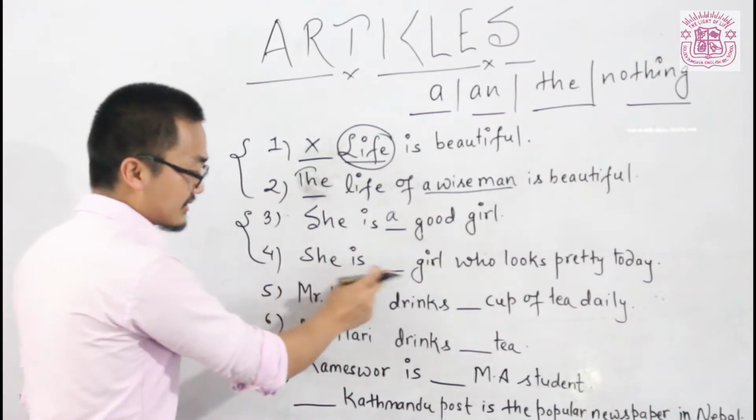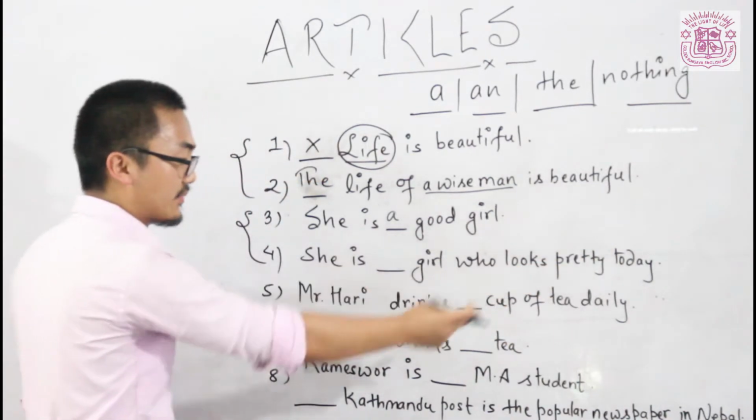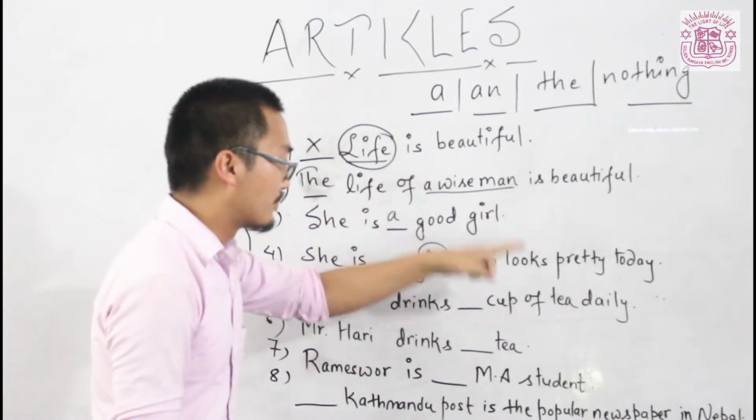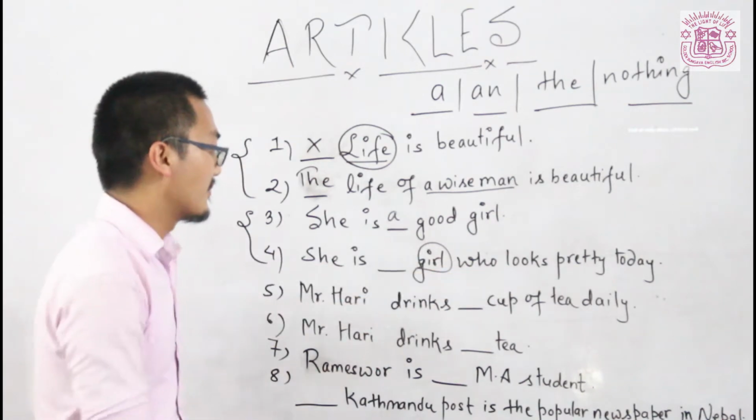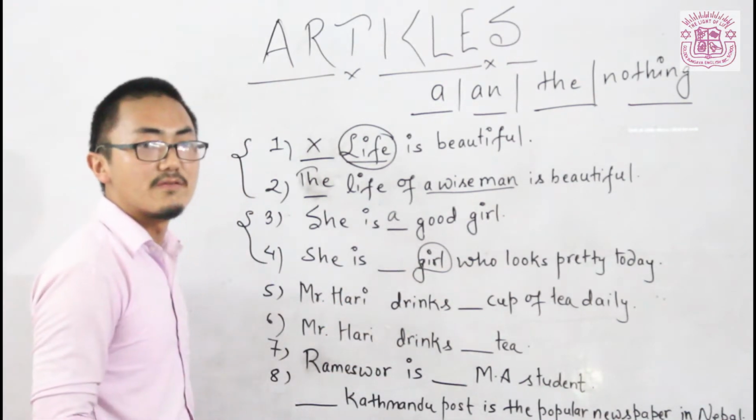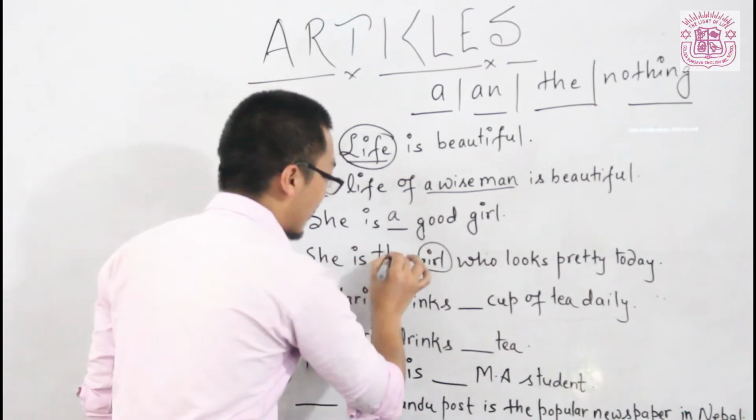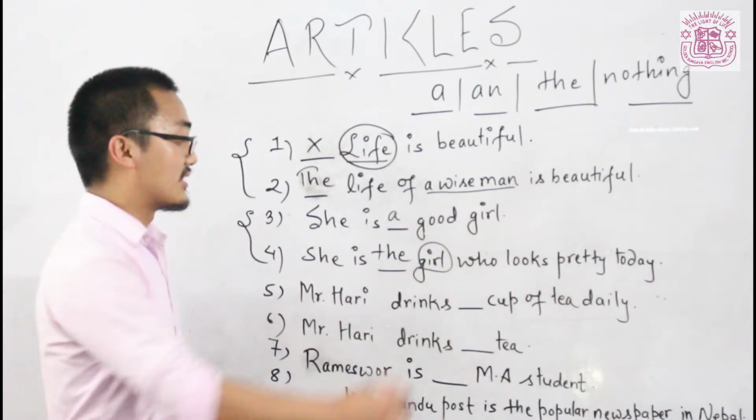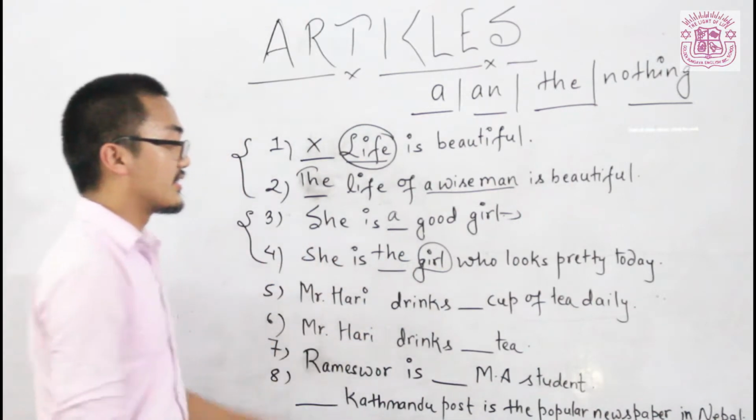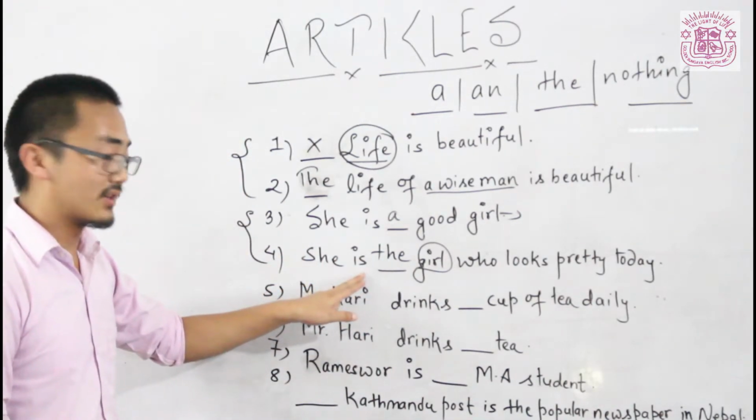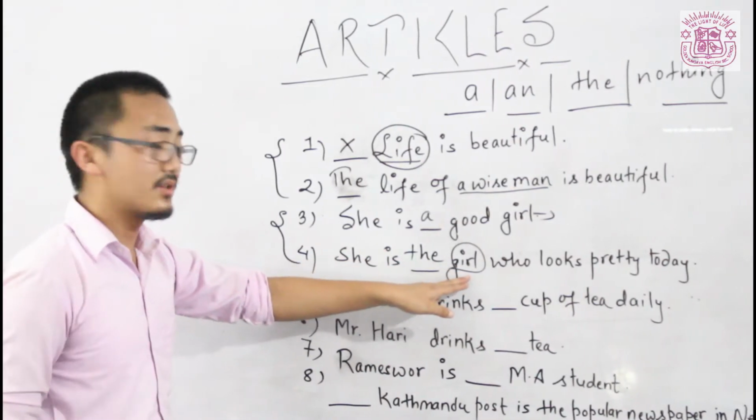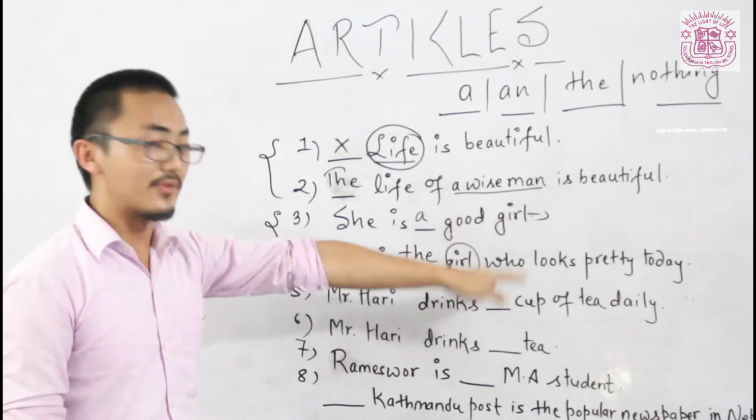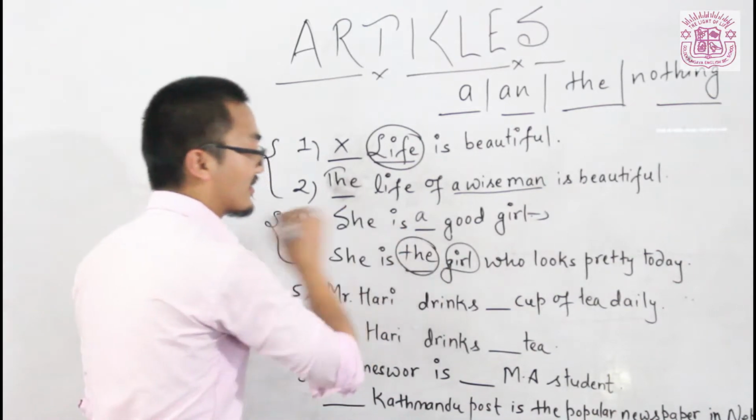So look here, "She is dash girl who looks pretty today." That means we are focusing here on the girl. So what kind of girl is she? That means she is the pretty girl today, she is looking pretty. So that's why, if there is specification of any kind of noun, then we have to use the article. So your answer will be "She is the girl who looks pretty today." The previous one is a common type of sentence, and this one is a little bit specified sentence. That means here the girl is specified. So who is looking pretty? The girl is looking pretty. So that's why we have to use the article in this sentence.